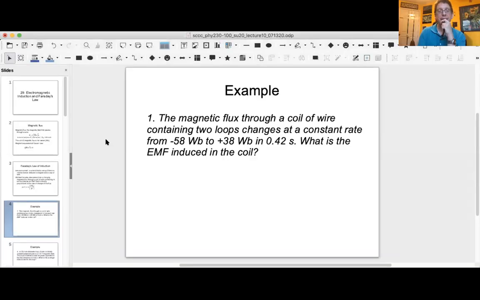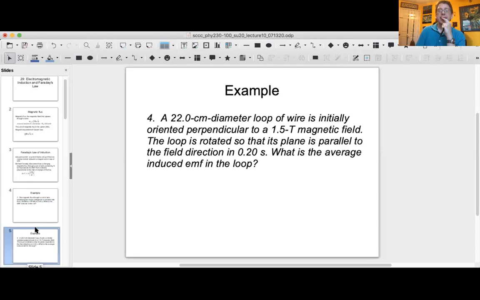So that's the first example. The second example says a 22.0 centimeter diameter loop of wire is initially oriented perpendicular to a 1.5 Tesla magnetic field, meaning the plane of the loop of wire is perpendicular to the magnetic field. Then the loop is rotated so that its plane is parallel to the field direction in 0.20 seconds. What is the average induced EMF in the loop?